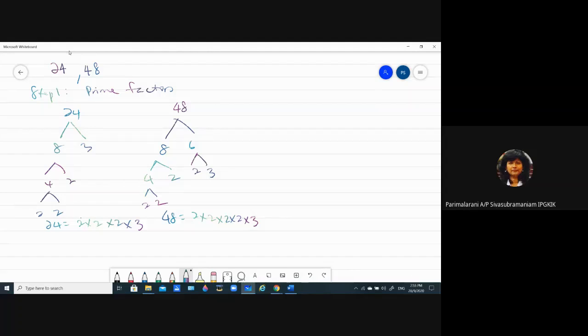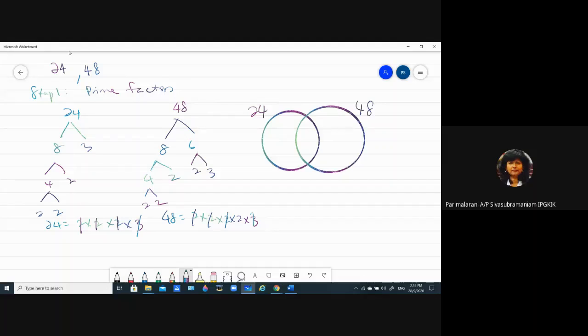I had 1, 2, 3 here and 1, 2, 3, 2 there. Okay, 1, 3 and 1, 3. So now we draw our Venn diagram. This is for 24, this is for 48. In the intersection, we put in all the common factors. Common factors are 2, 2, 2 and 3. And then for 24, is there any other factor left? Nothing. No. For 48, we have 2.